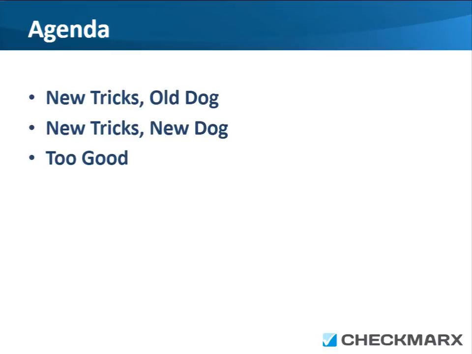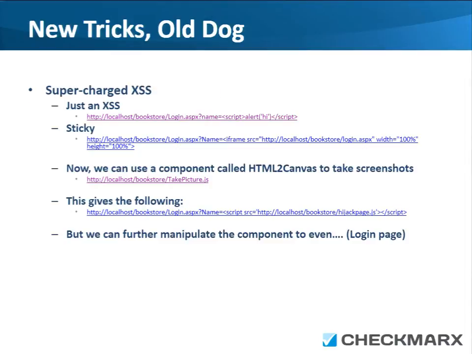So the agenda would be new tricks, old dog. There are some HTML and JavaScript security risks like cross-site scripting, which have been well known for over a decade now. However, with HTML5 and the new JavaScript versions, these can be exploited in more dangerous ways. On top of that, HTML5 adds some new stuff that may lead to security vulnerabilities, and HTML5 in certain aspects is too good, and this opens up a new set of vulnerabilities. So I'll talk about all these aspects during this presentation.